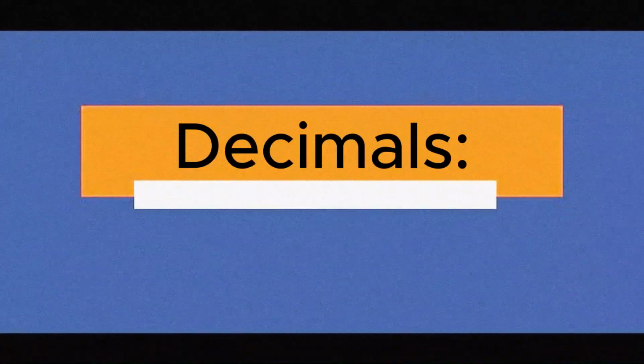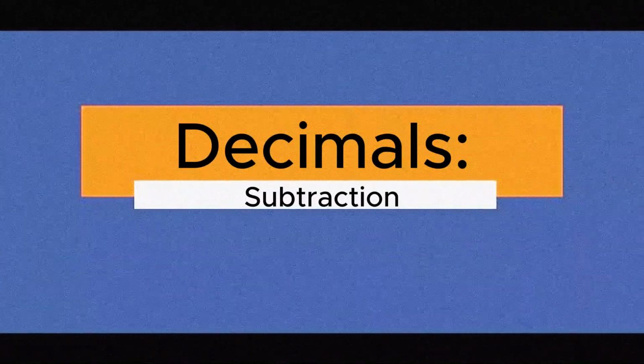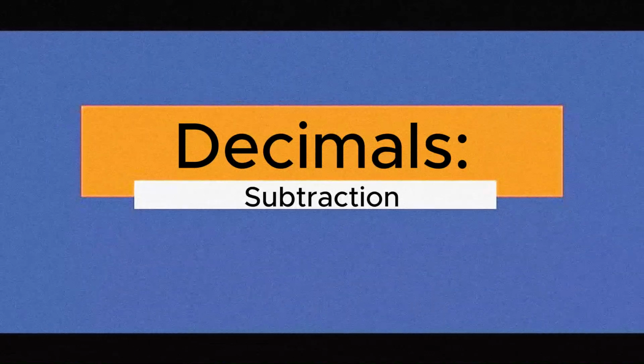Hello, welcome to the second part of our tutorial on decimals. In this video, we're going to talk about how to subtract decimal numbers. So let's start with a simple example. What is 9.6 minus 3.4?